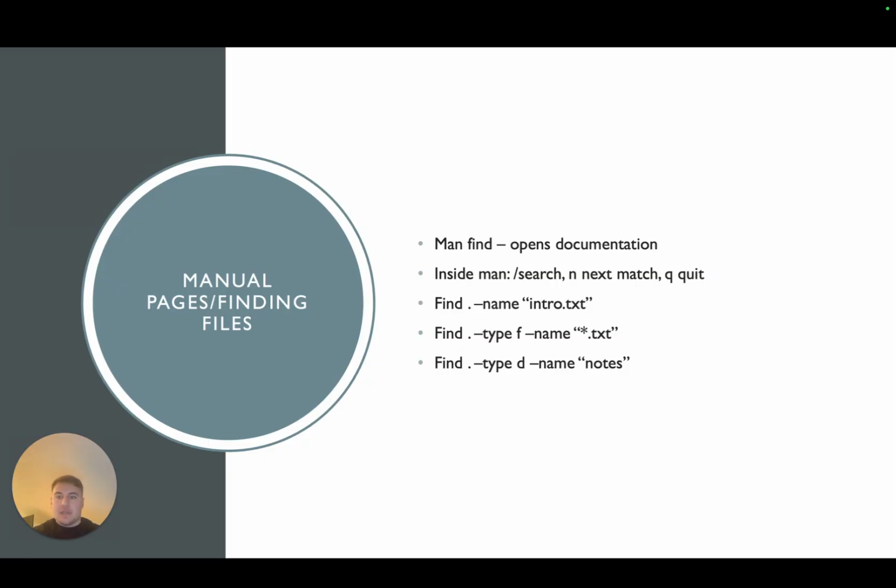So here's the manual pages and finding files. Linux has built-in help documentation using the man command. For example, man find explains what find does and all the options, and the find command is one of the most powerful ways to locate files and folders, and I'll also demonstrate that by finding the exact file name and searching by type, like files or directories, and searching for patterns like all the text files.